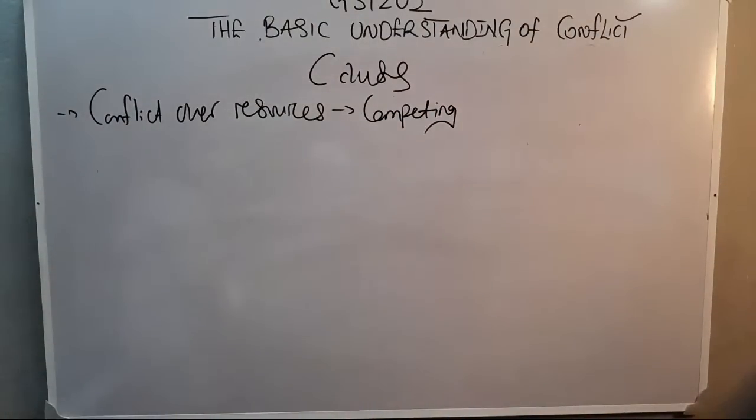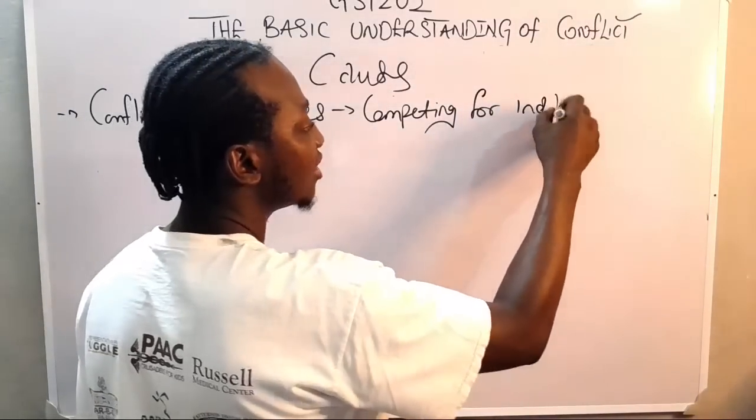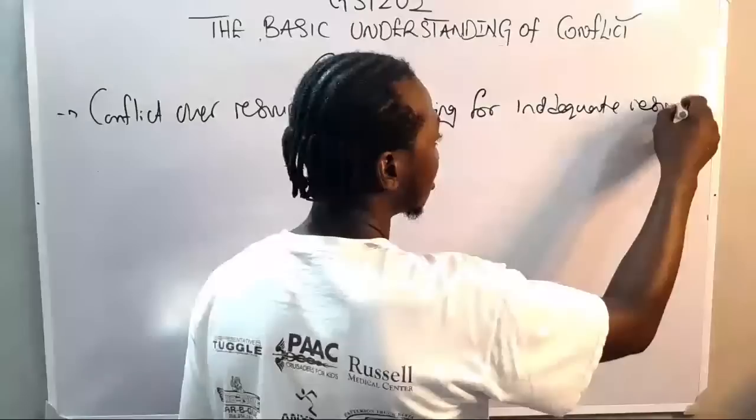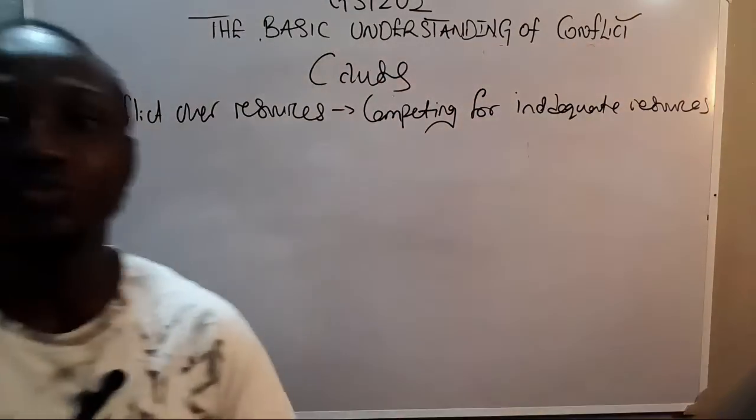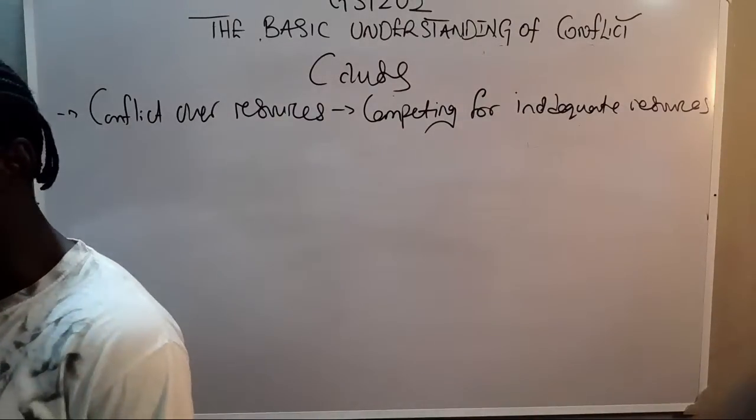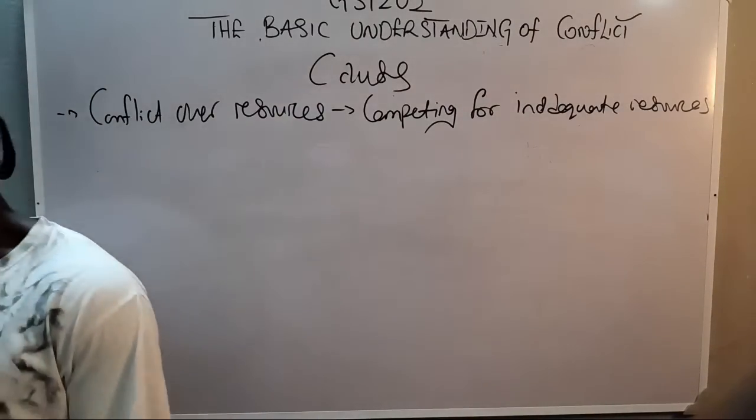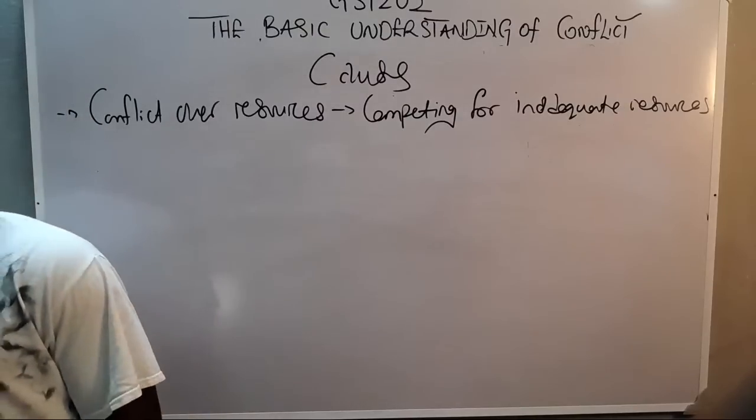When there's competition for inadequate resources, it is either both parties reach a reasonable agreement and the resources are shared equally. We have conflict over psychological needs, which cannot be seen but affects the psyche of the individual and group, of self-actualization.